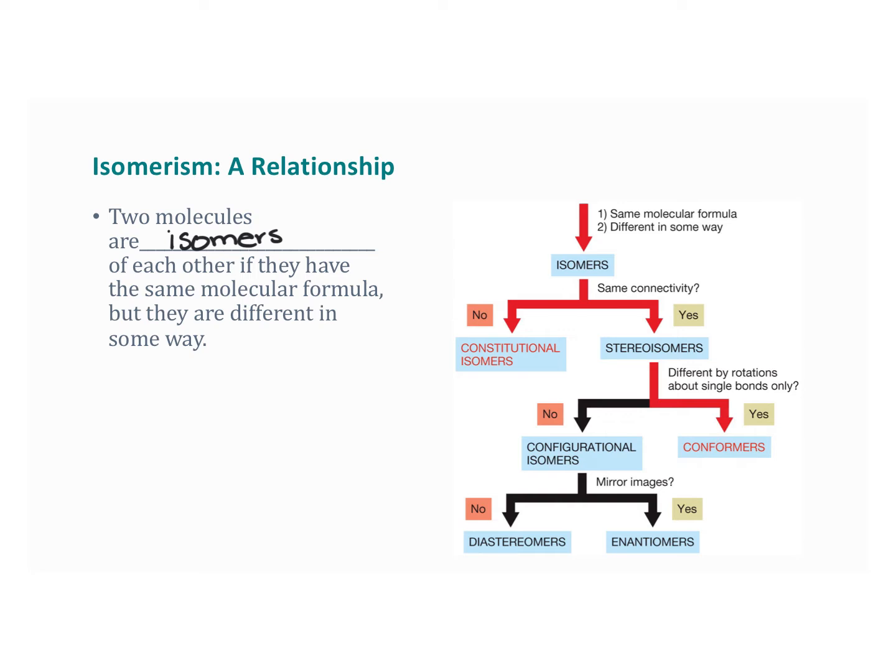Now, the things that we're going to focus on in this particular chapter are constitutional isomers, which are shown here in red, and conformers, which are also shown here in red. Configurational isomers, which includes diastereomers and enantiomers, are going to be discussed in chapter 5. So we will use this flow chart all the way through. Now, these differences in isomers and the way they're different give rise to different types of isomerism.